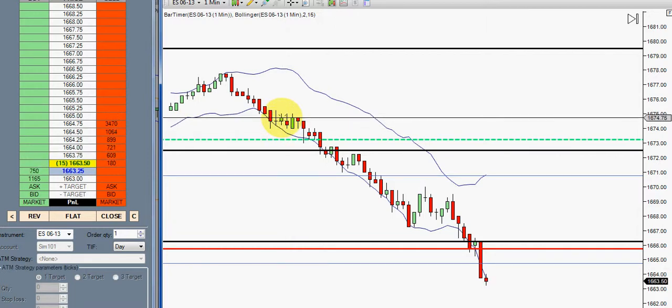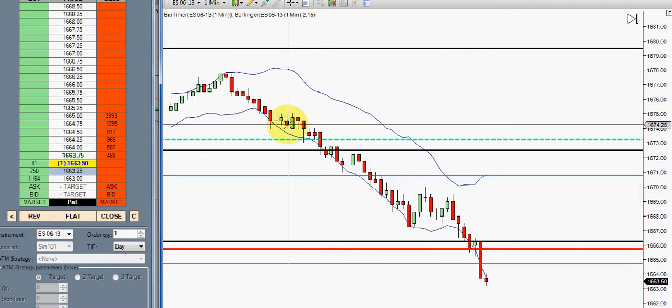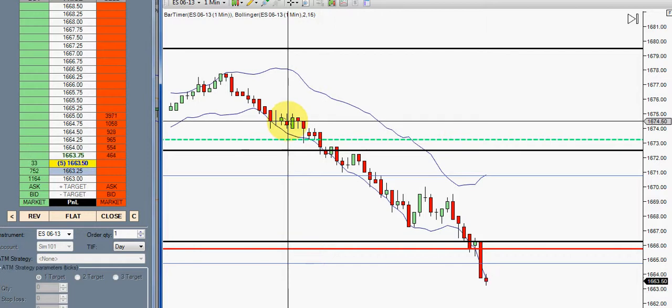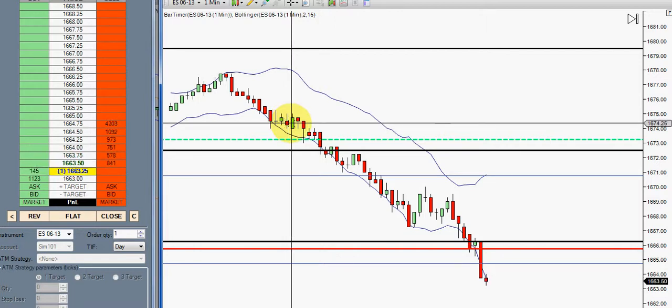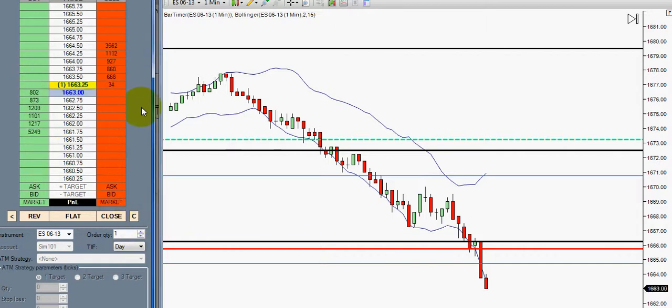So when the closing price is above the open price, it's green. When the closing price, as in this case, is lower than the opening price, it's red. So that's what that means. This over here is what they call a depth of market. Basically, this is the actual buying and selling going on at the time.